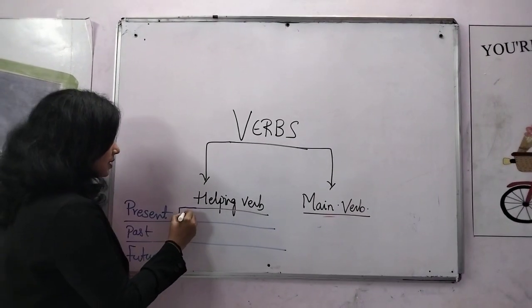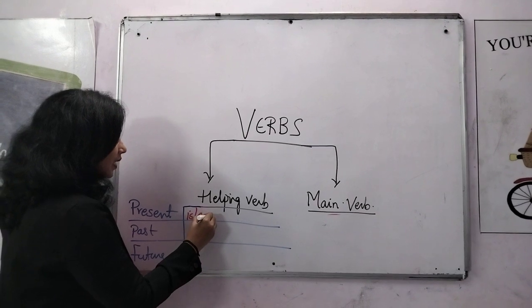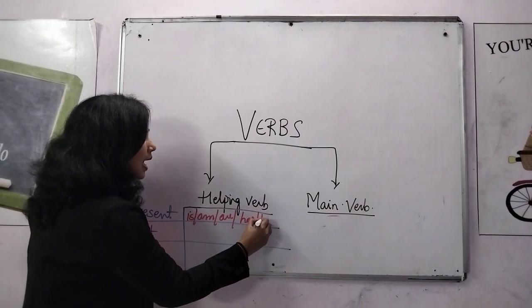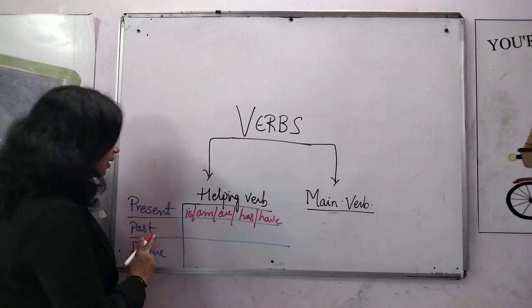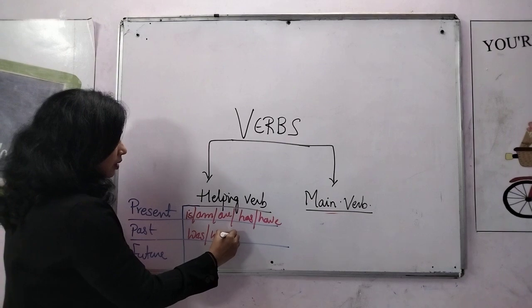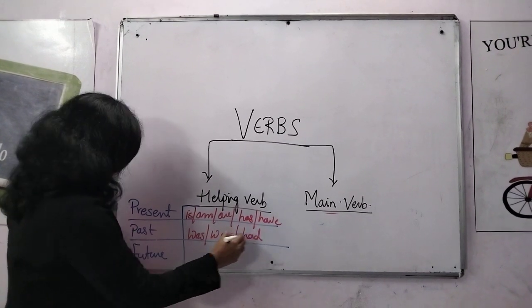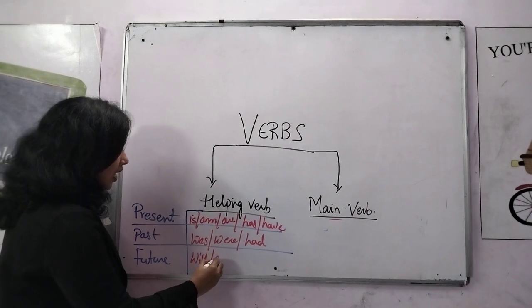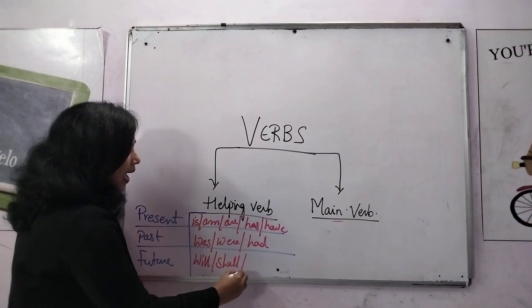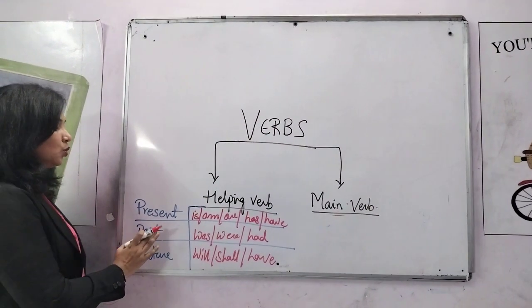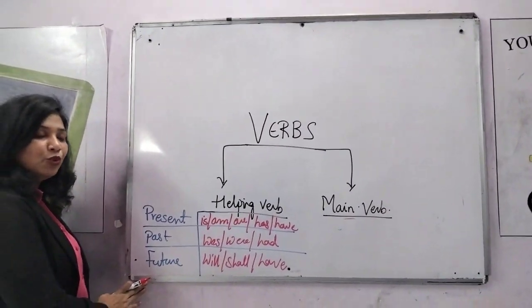So in the present, we always make use of is and are, and also has, have. In the past, we always make use of was, were, had. And in the future, we always make use of will, shall, have. So these are the helping verbs which we use in the present, past and future.